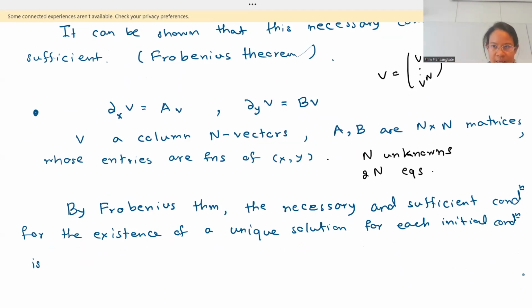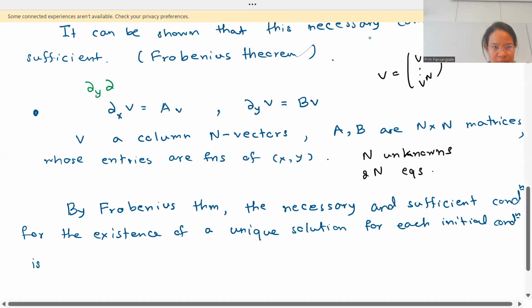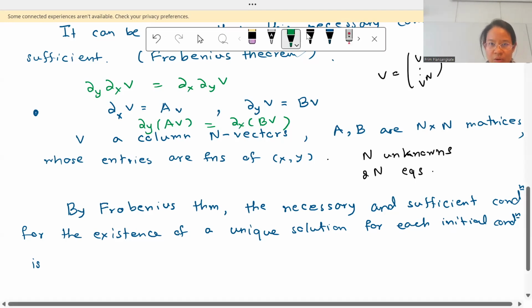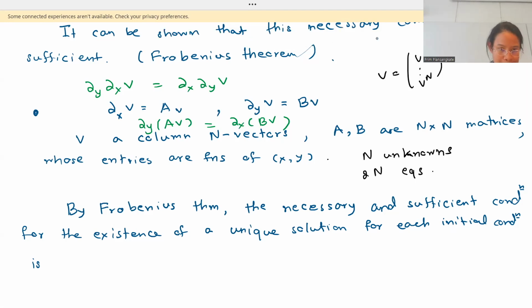Let me just see. If we cross differentiate, we want this to be the same as this one. If we compare, this means that this has to be the same as this. Then if you compute that, what you have is this one. It's the condition on the matrices A and B like this.